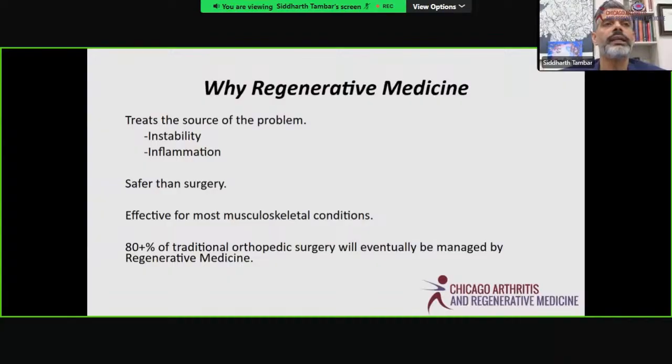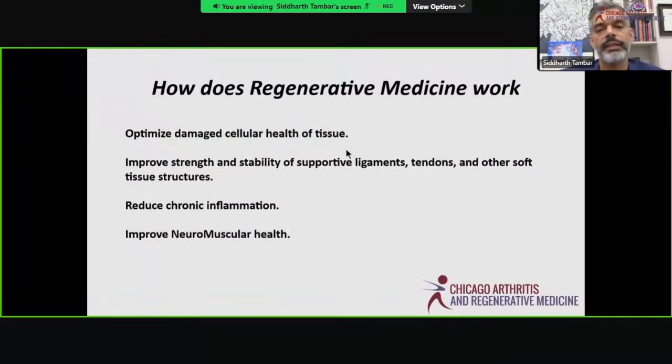In the same way that 99% of what used to be handled by open cardiac surgery is now handled by needle-based procedures that cardiologists do without big open cardiac surgeries. So again, how does regenerative medicine work? You're optimizing tissue that's been damaged. You get the cells to start functioning better. You can strengthen, stabilize, and support tissues around the joint. You can reduce chronic inflammation, and you can also even improve muscle and nerves that have been chronically weakened or damaged as well.